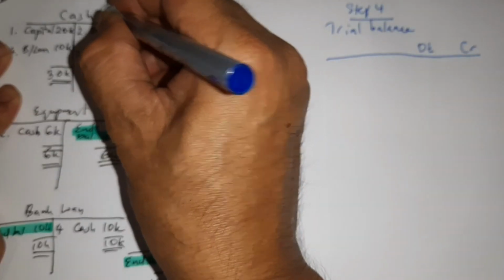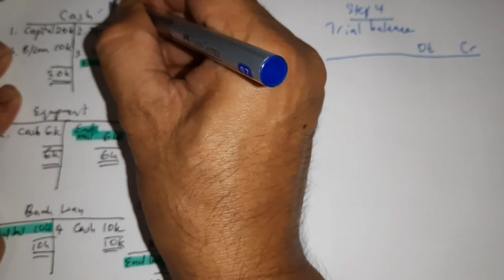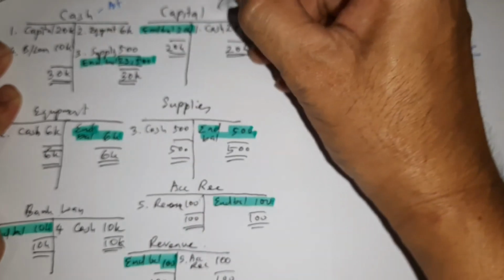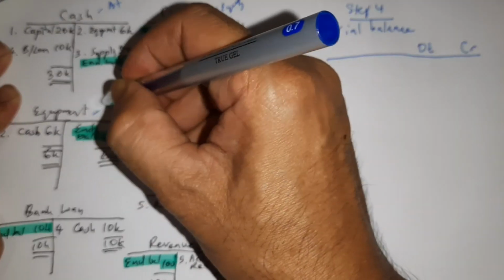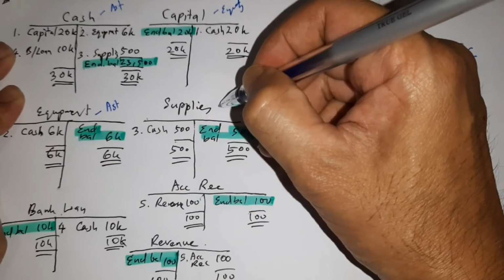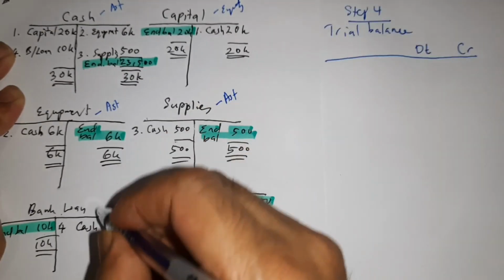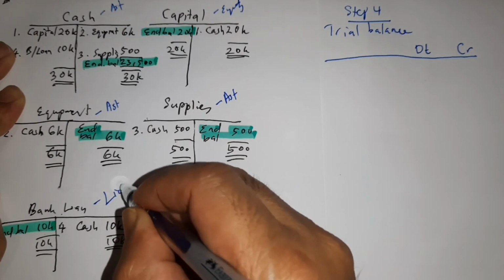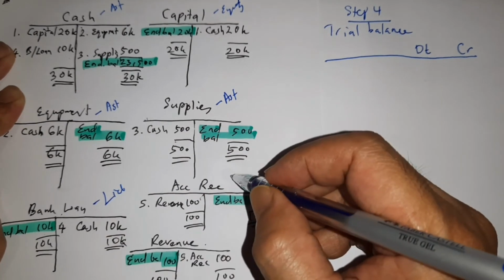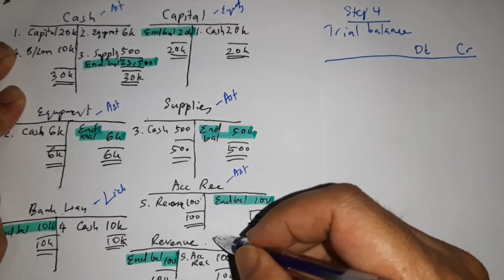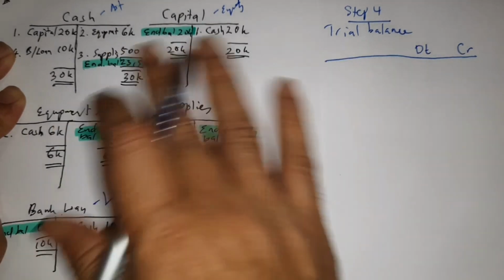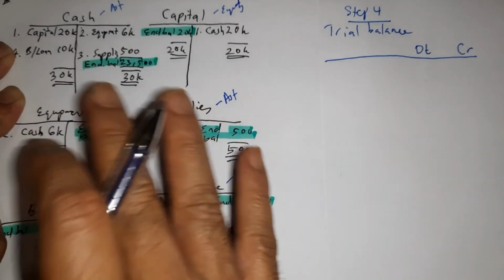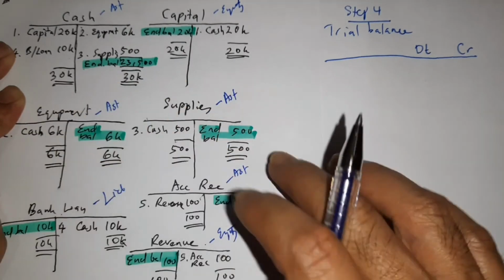To make the preparation of the trial balance easy, you have to identify the type of the account. So cash is an asset, capital is related to equity, equipment is an asset, supplies is an asset, bank loan is a liability, account receivable is an asset, and revenue is related to equity. Now you know the type of each account.